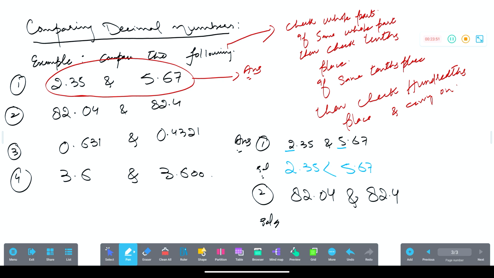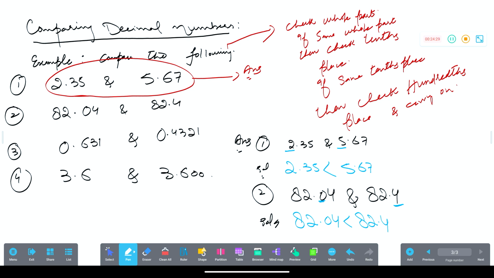Now, moving to the decimal part. This is the decimal point. After the decimal point is the 10th place, and the 10th place is 4. The first decimal number's 10th place is 0. The second decimal number's 10th place is 4. So clearly 4 is greater than 0. It means the first decimal number, that is 82.04, is smaller than 82.4. So clearly 82.4 is greater than 82.04.